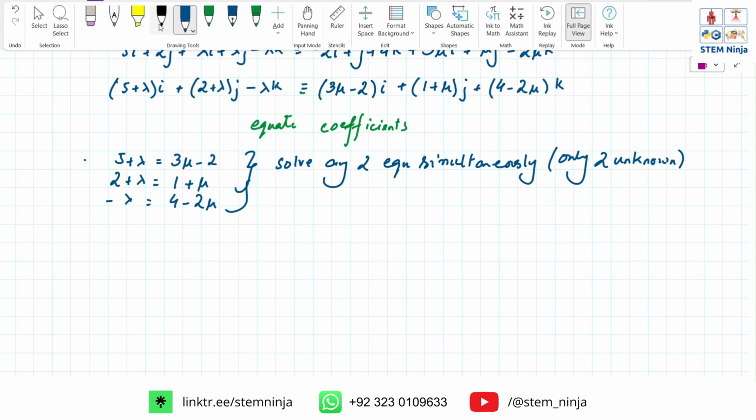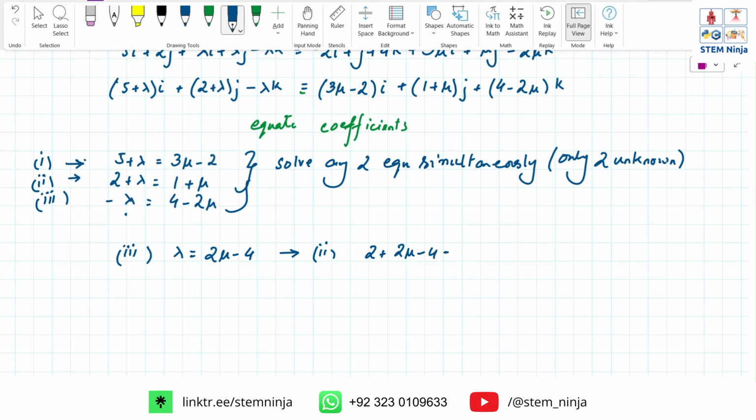So let's choose the first and the second one. First, second. Technically, if you choose this one, this would be much easier. So if we choose this one, for example, the third, lambda is equal to 2 mu minus 4. And we plug this into, let's say, the second one. So 2 plus, instead of lambda, we will plug in 2 mu minus 4, equals 1 plus mu.